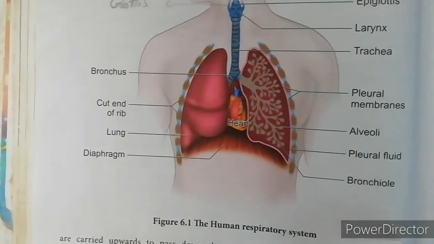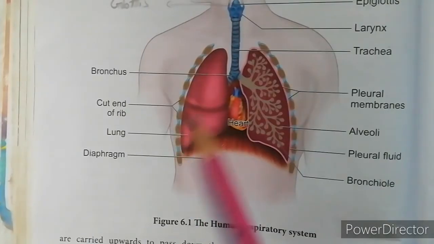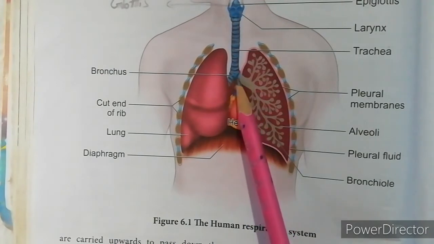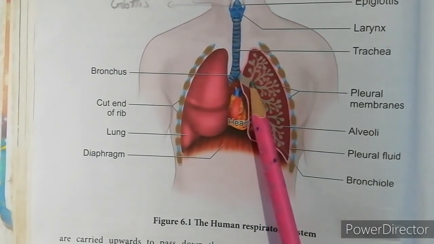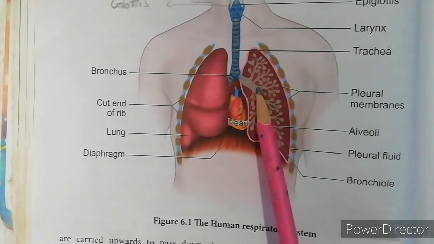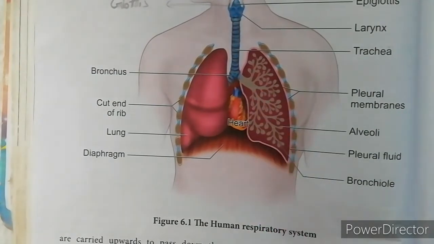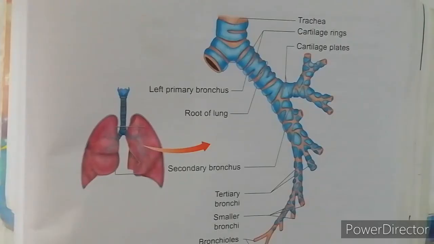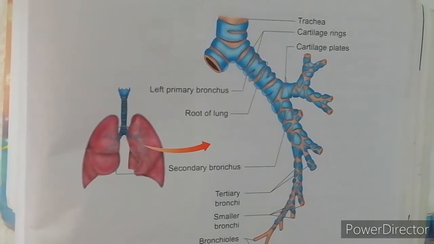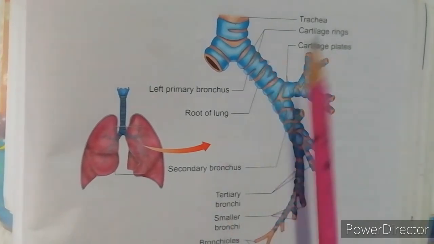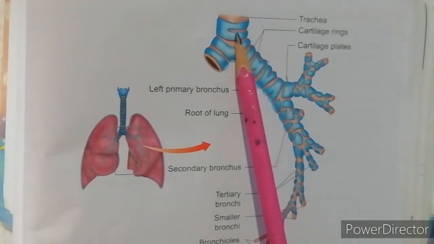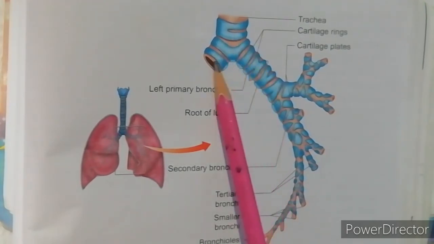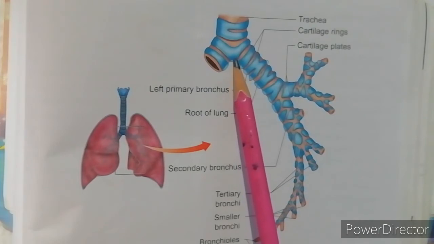So listen. The trachea is dividing into bronchi, right? These bronchi again branch as primary bronchi, secondary bronchi and tertiary bronchi. This expanded structure is given, let us see. Actually, this is the trachea. The trachea will divide into the right as well as the left bronchi, right?